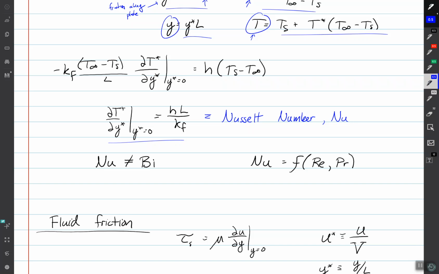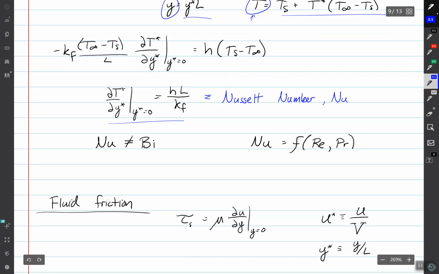But the Nusselt number here, it's like a Biot number. It's not exactly a Biot number, right? So Nusselt is not Biot. The Biot describes temperature gradients in solids.